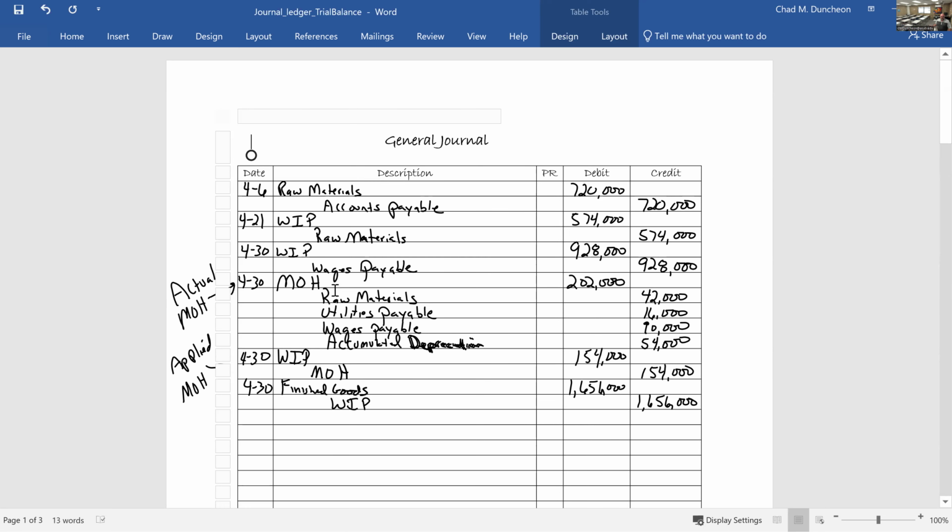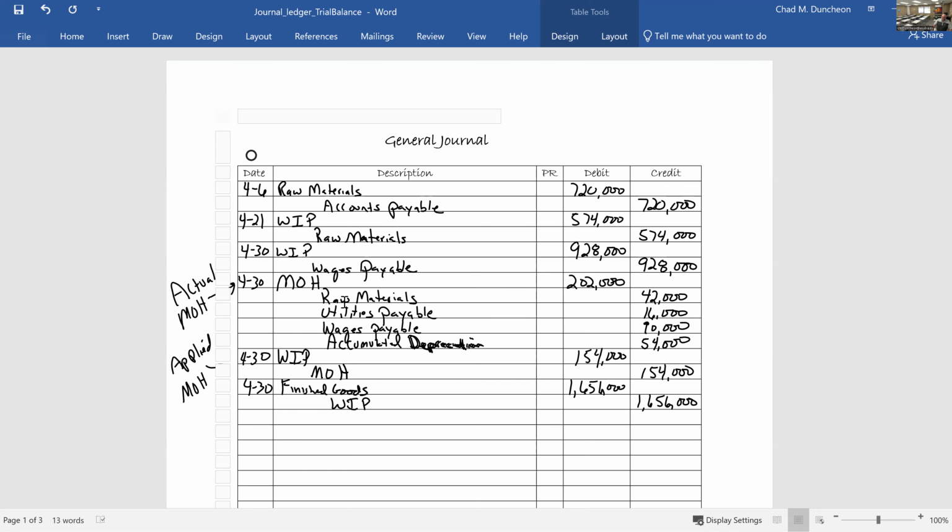But for our actual costs, we will debit the manufacturing overhead. Then we have to credit what they were. All right, so we had some indirect materials. Those come out of our raw materials inventory account. We had some utilities. Those are utilities payable. We had some indirect labor. So again, we have wages payable there, just like we did when we had our direct labor.